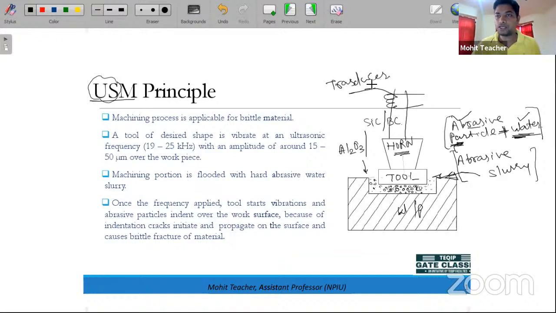Okay, that I will also explain in the working part, but just to show how the vibration is created, that's what I'm using this one. The purpose of the transducer is to create the vibrations.